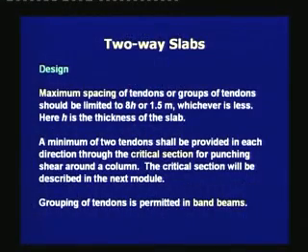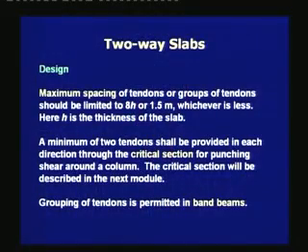The maximum spacing of tendons or groups of tendons should be limited to 8 times h or 1.5 meters, whichever is less. Here h is the thickness of the slab. Thus, the maximum spacing of tendons or groups of tendons should be 8 times the thickness of the slab or 1.5 meters, whichever is less.